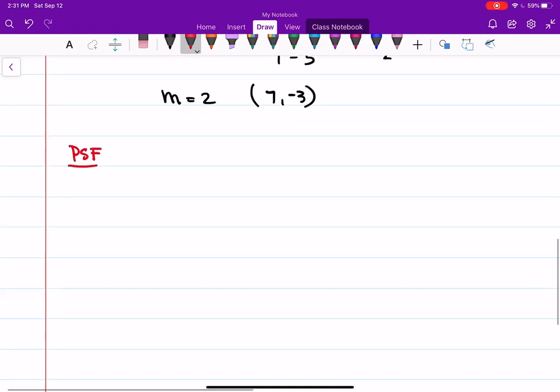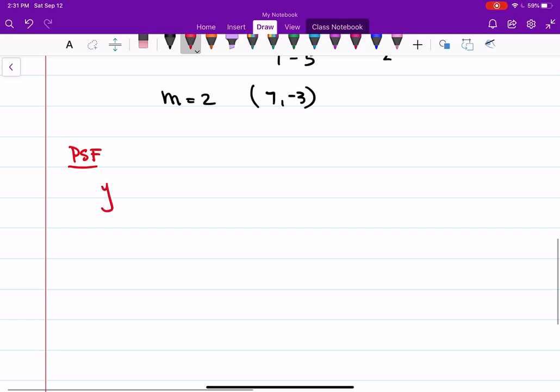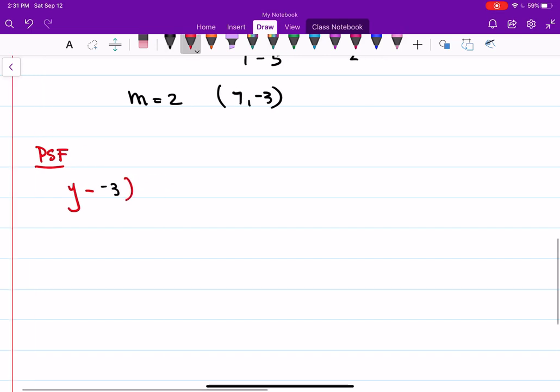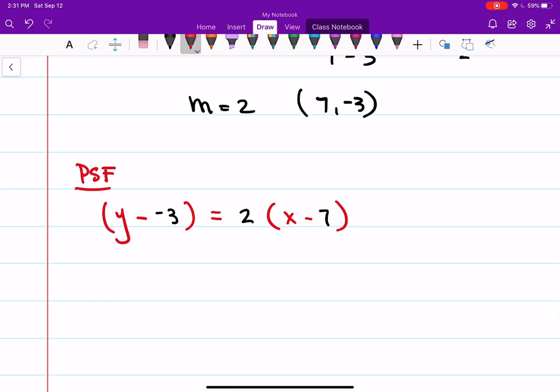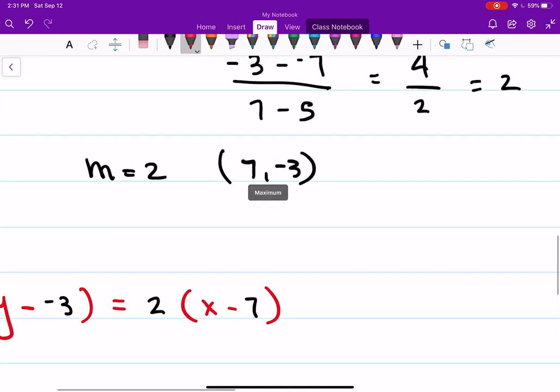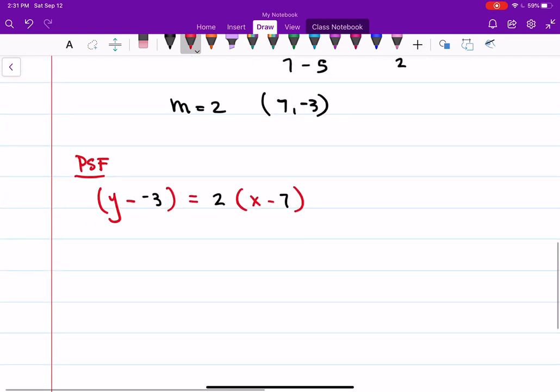The point-slope form says y minus y1 is equal to m times x minus x1. Notice that the negative was part of that formula of the point-slope form, and the -3 that I put in there is actually from the point. So realize that.